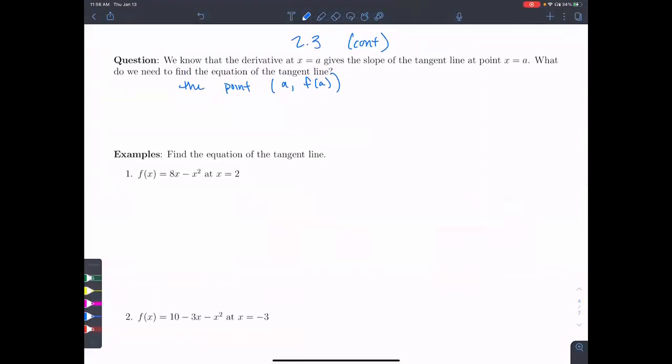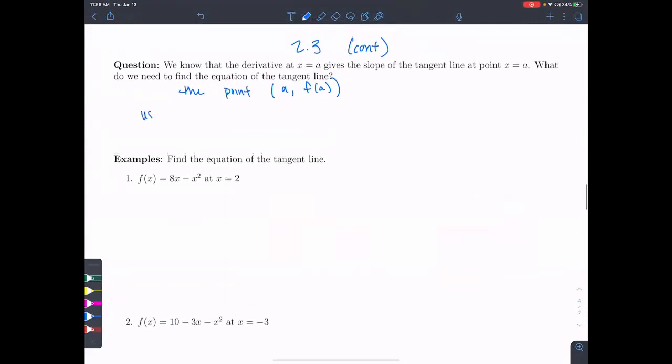Okay, so continuing 2.3, we know the derivative at x equals a is the slope of the tangent line. So what if we were trying to find the equation for that tangent line? Basically, we're going to use that point: we have a and f of a, because we know what the function is. And so you can use y equals mx plus b. You know m is the derivative, that's the slope, and use f of a and a, so m times a plus b, find b, and then you would have your equation for your tangent line.